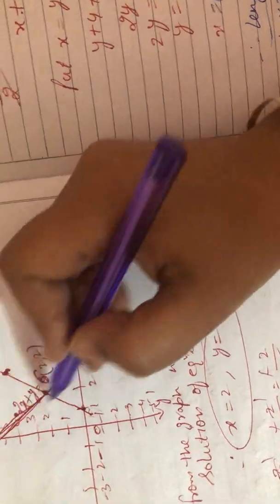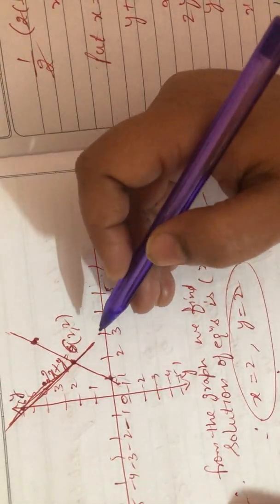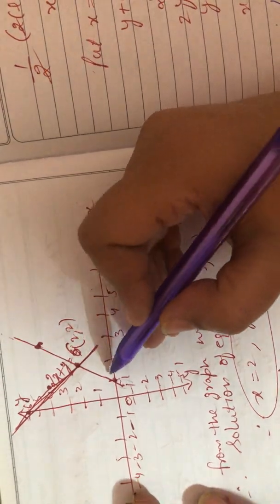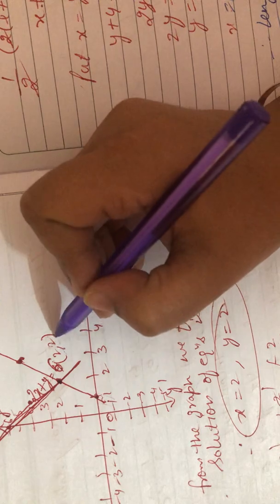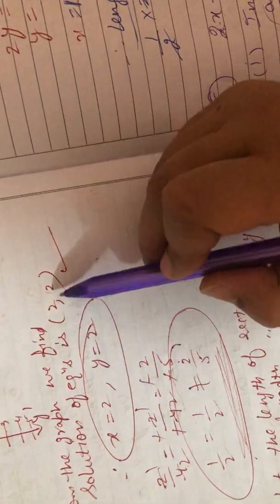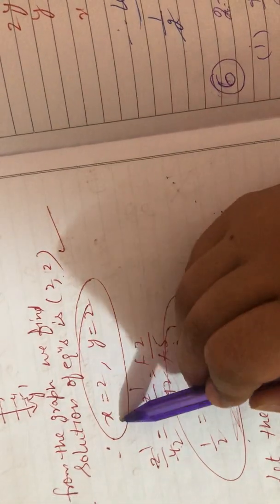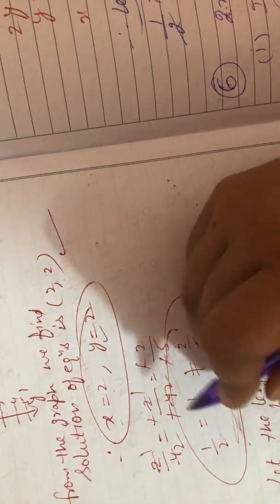So when you make the graph of both the equations, you get two straight lines and they both intersect at a common point, that is (2, 2). From the graph we find the solution of the equations is (2, 2). So x is 2 and y is 2.